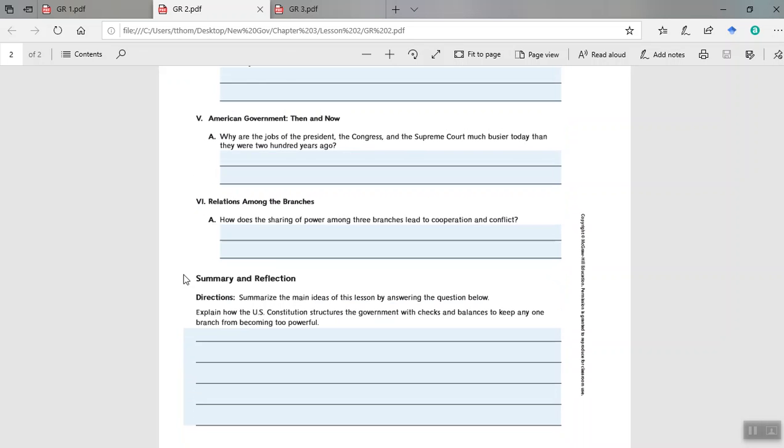America, government, then and now. You know what? We're not going to do those or the summary right there. So let's move on. Part 3.